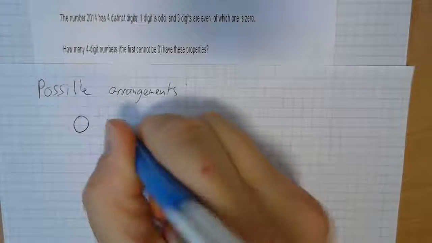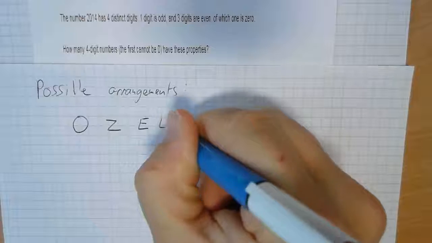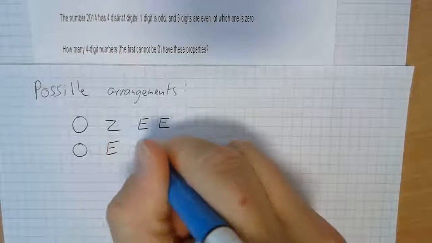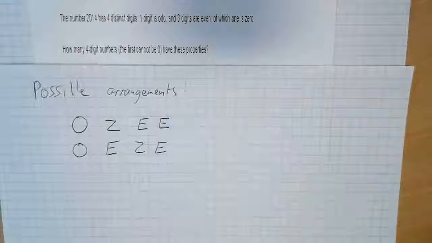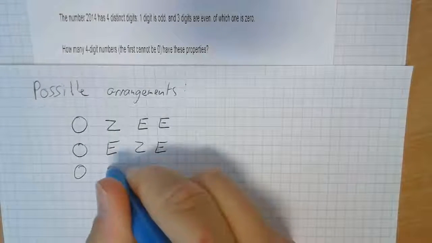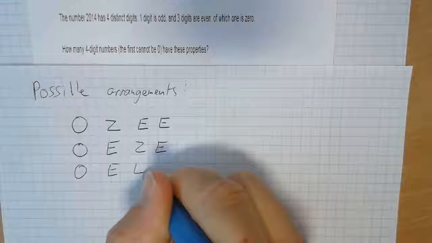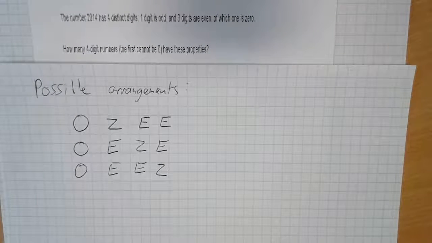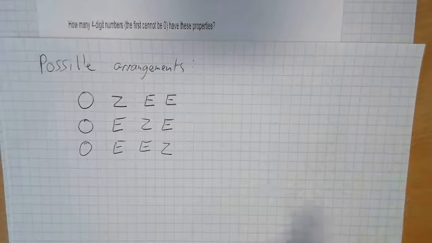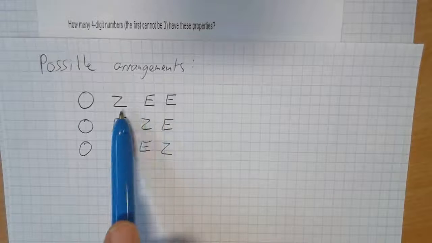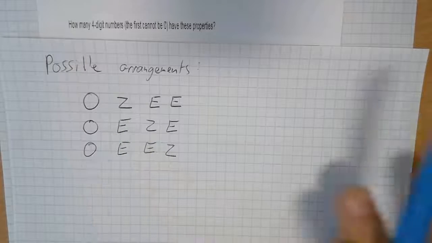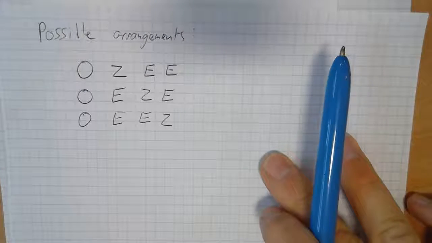So I could have odd, 0, even, even, or I could have odd, even, 0, even, or I could have odd, even, even, 0. Those are all the possibilities if I start with an odd, because I need to have 2 evens and I need to have a 0 in there. So if I'm starting with an odd, those are all my possibilities. I cannot start with a 0.